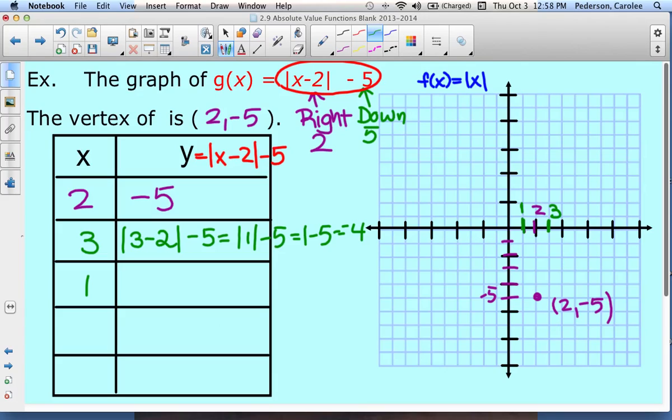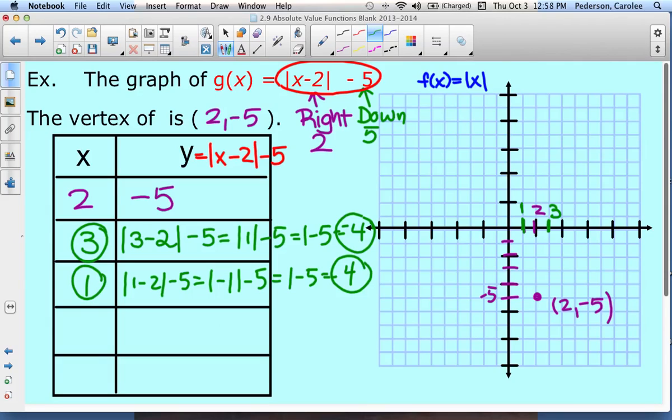Now if I've done everything correctly, I should get -4 again. So 1 minus 2, minus 5. 1 minus 2 is -1, minus 5. The absolute value of -1 is 1, minus 5, and we get -4. So let's go ahead and graph those two ordered pairs. We're graphing (3, -4) and (1, -4). So we're going to go right 3, down 4, right 1, down 4. Let's start to see our V.